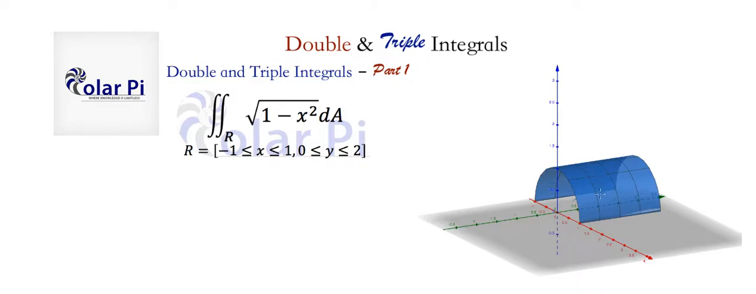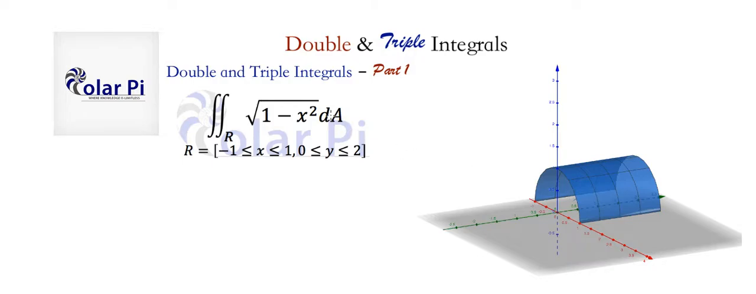Notice that this half pipe is restricted to some region above which it lies, and that region is this region R. Our region R is restricted to go from negative 1 to 1 along this red x-axis, and then to go from 0 to 2 along our green y-axis. So our region R here is the 2x2 box over which our surface z lies. Our region R is in the xy plane, and it's this rectangular 2x2 box here at the bottom.